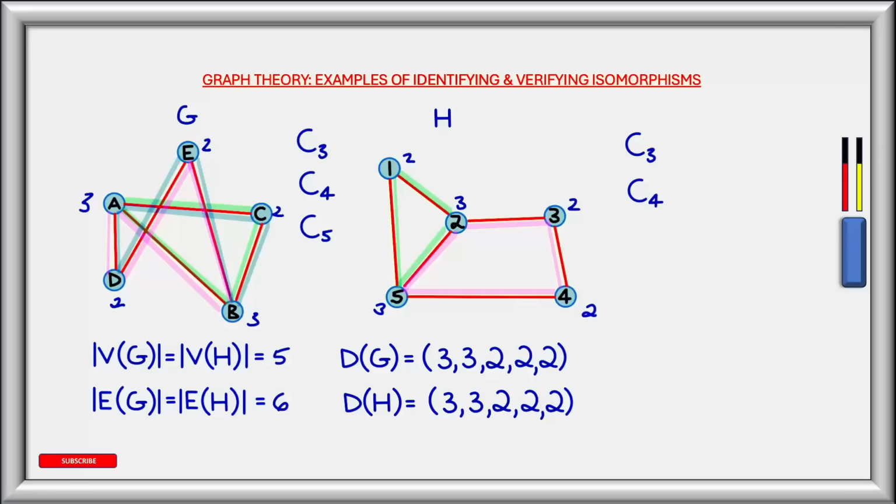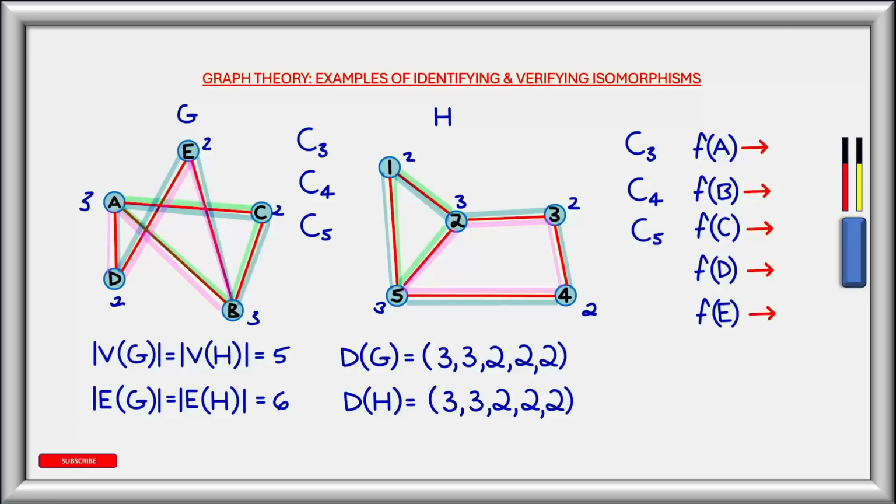So a C4 cycle. We can then start at vertex 1 again, travel to 2, and then from vertex 2 to vertex 3, vertex 3 to vertex 4, 4 to 5, and then vertex 5 back to vertex 1 again. And that's a cycle of length 5. So a C5 cycle. So as we can see, graphs G and H have the same number of cycles, and each cycle is of the same length.